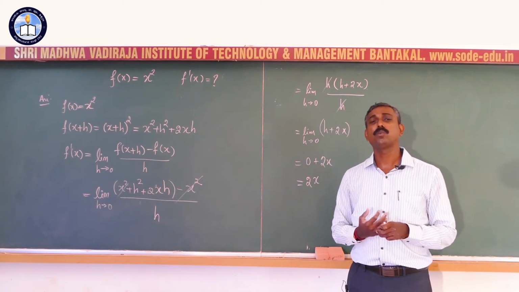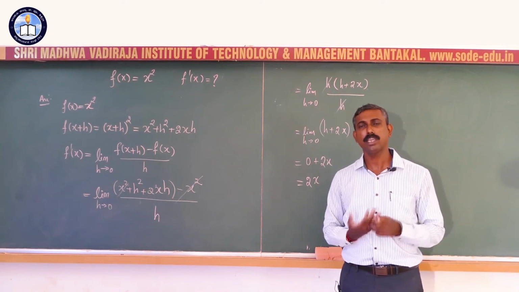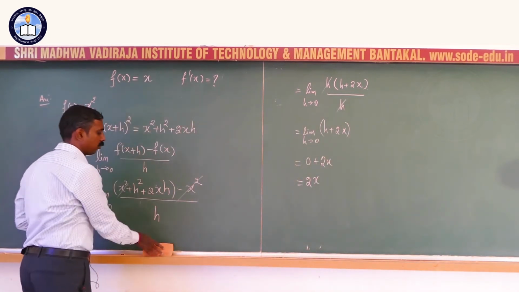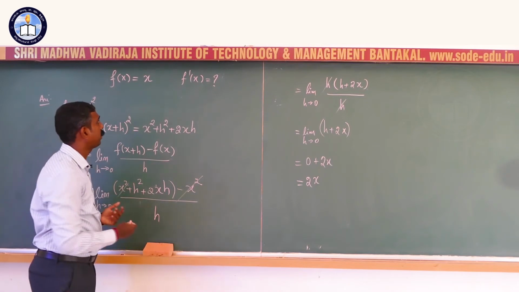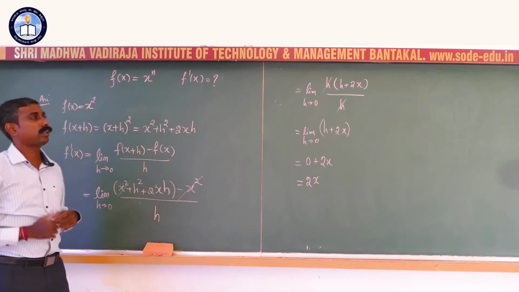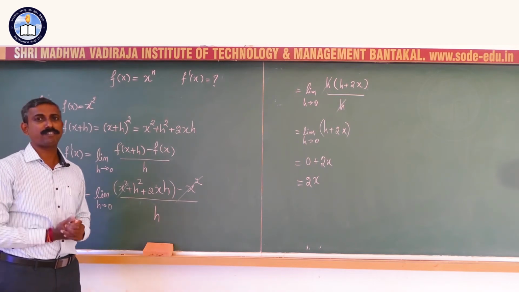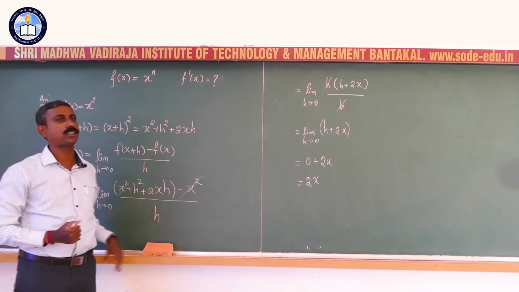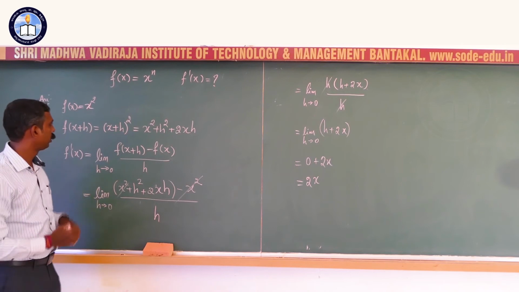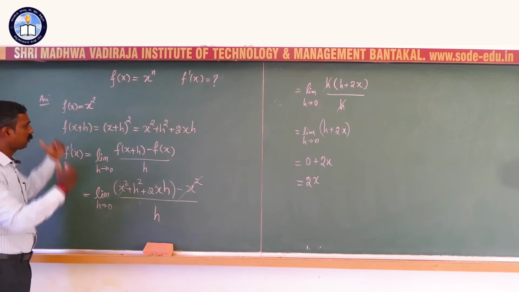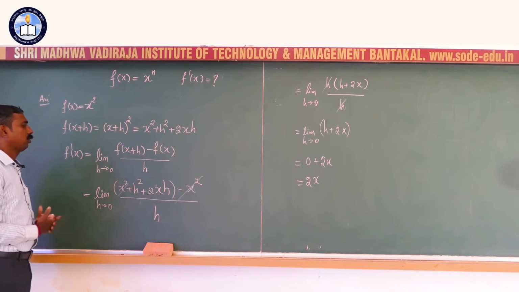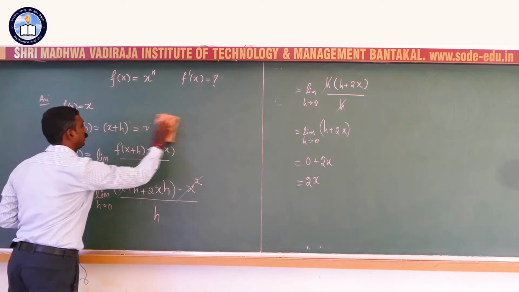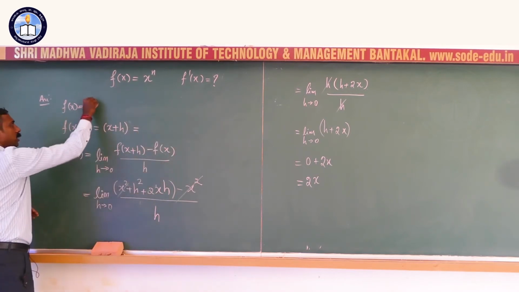f of x is equal to x to the power n. So, instead of f of x is equal to x square, we can take x to the power n. So, let us try to find the derivative for f of x is equal to x to the power n. What is f dash of x? That is our question. Okay, let us look into this structure. The structure remains the same, it does not change here. So, in place of f of x is equal to x square, what changes do we have to make? f of x is equal to x power n.